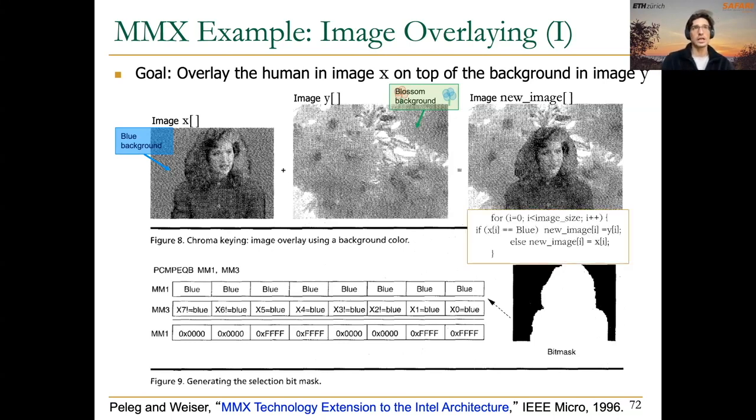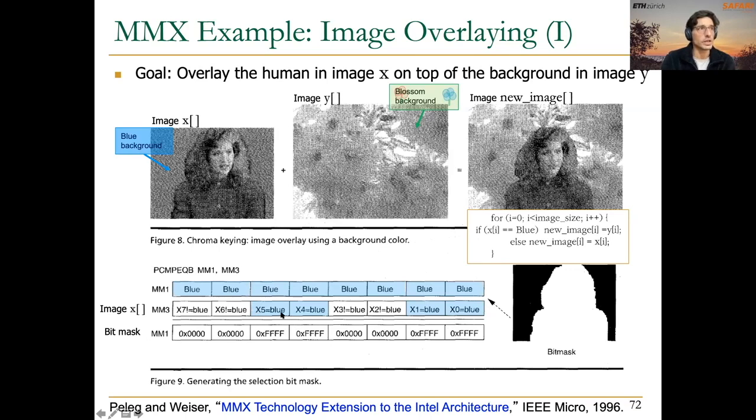So the idea here is to generate a new image where the blue background is replaced by the blossom background of image Y. The things that we need to do are, first of all, compare all the pixels of the input image X and check whether they are blue or not. Depending on that, we are going to generate a bit mask that we are going to use for the later execution.